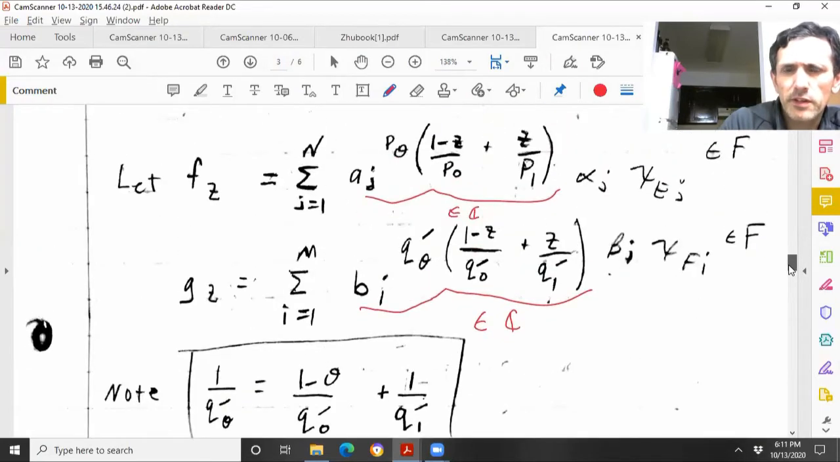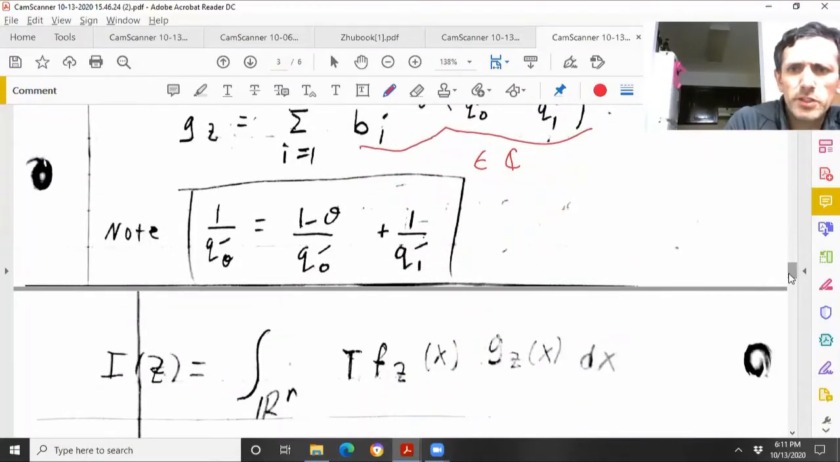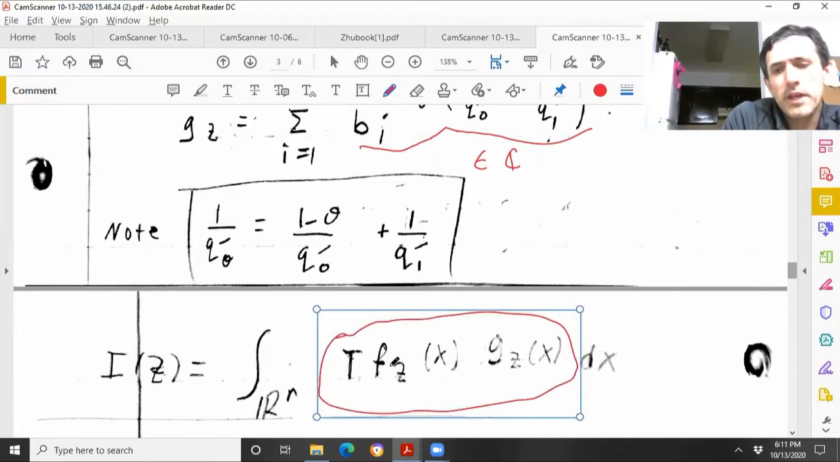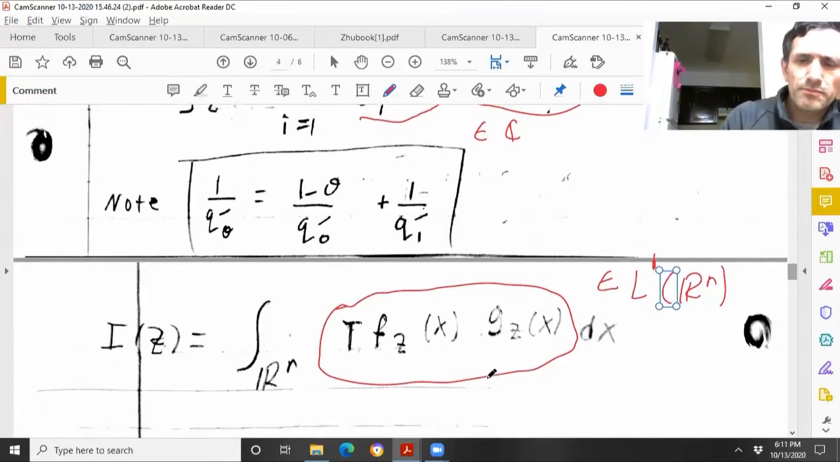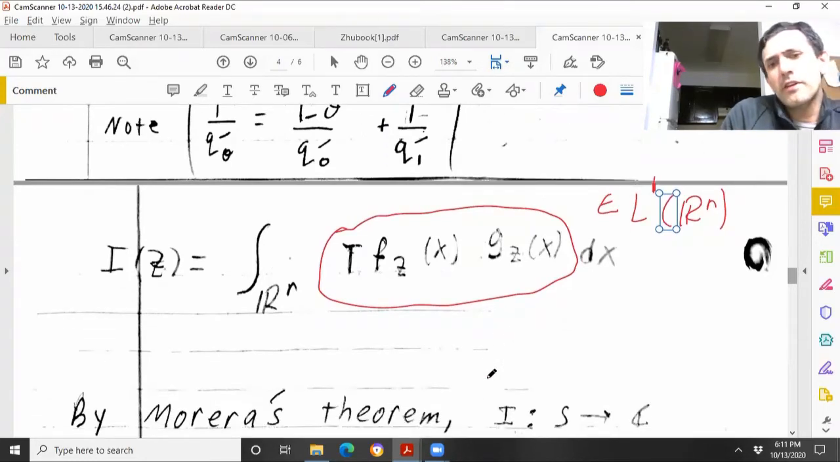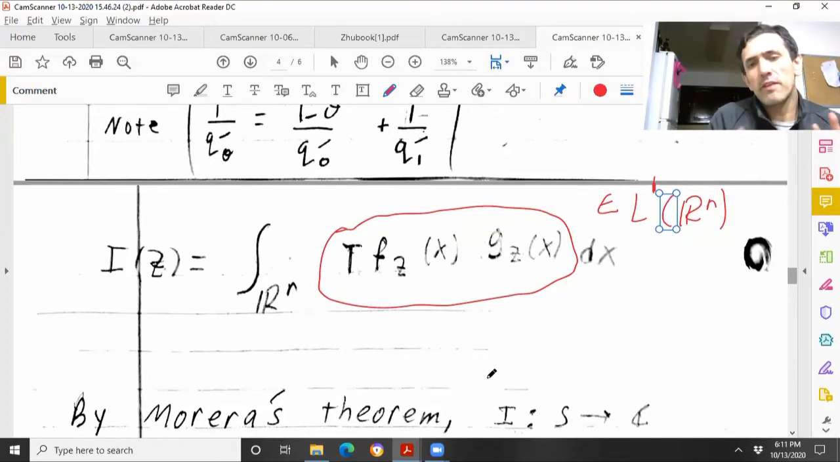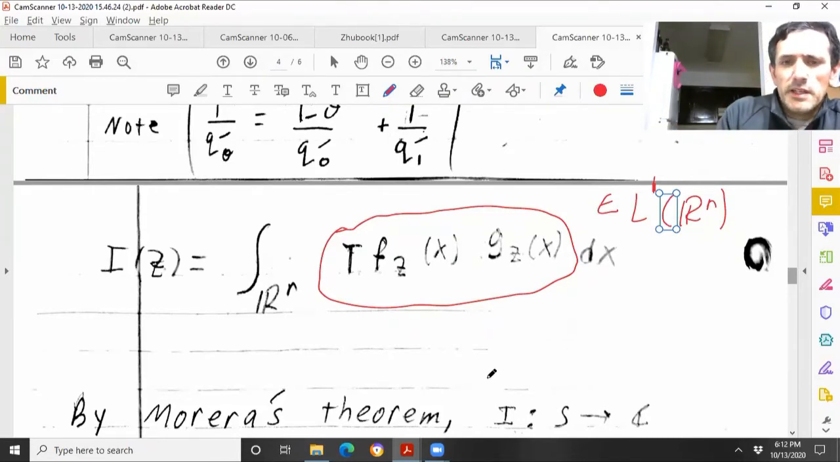Gz is an f. Fz is an f. Remember, one of our assumptions is that as long as we have stuff in big F, T of something in big F times something in big F is an L1. So for z fixed, this is an L1, so there's no ambiguity in integrating it. Okay? And you can prove, and I think the easiest thing to do is Morera's theorem, using Fubini's theorem. They often combine together in a very harmonious way to prove that things like this are holomorphic in a nice domain. Like, for example, proving the gamma function is holomorphic.